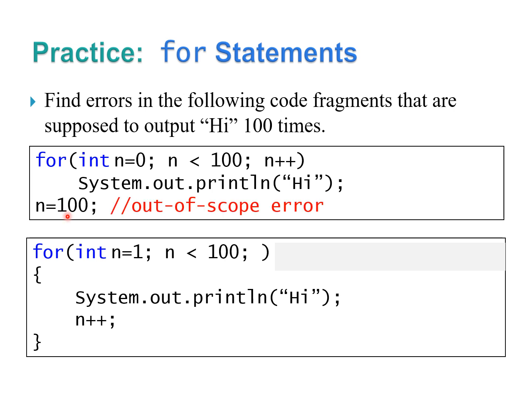Okay? So in the second one, is there any syntax error? The answer is no. It has exactly 2 semicolons in the header. The update action can be empty, because we moved it to the end of the loop body. However, this one has a logic error because it starts n with 1 and it continues as long as n is less than 100. So when n is equal to 100, it will not print out the word hi. So that means that it only prints out the word hi 99 times instead of 100 times. And this kind of logic error is called an off by one error.